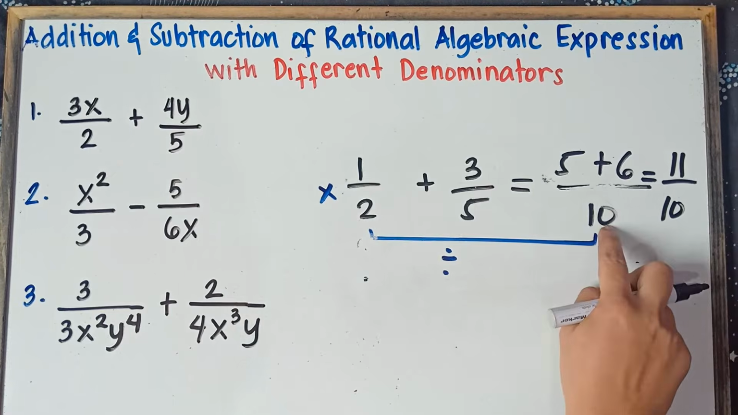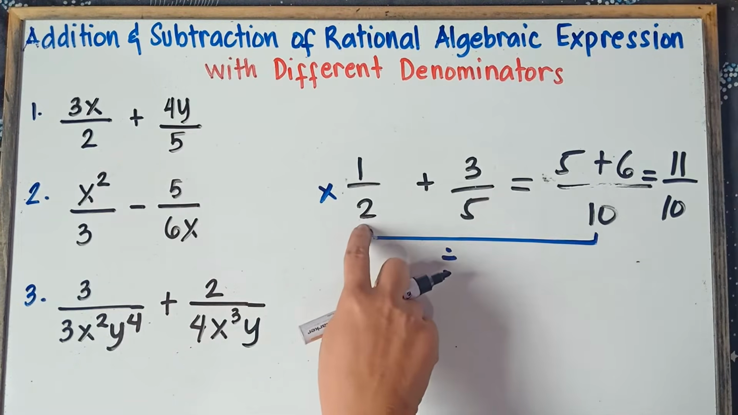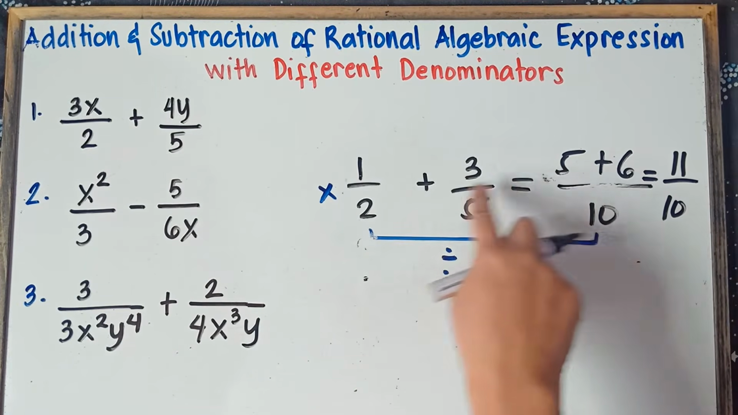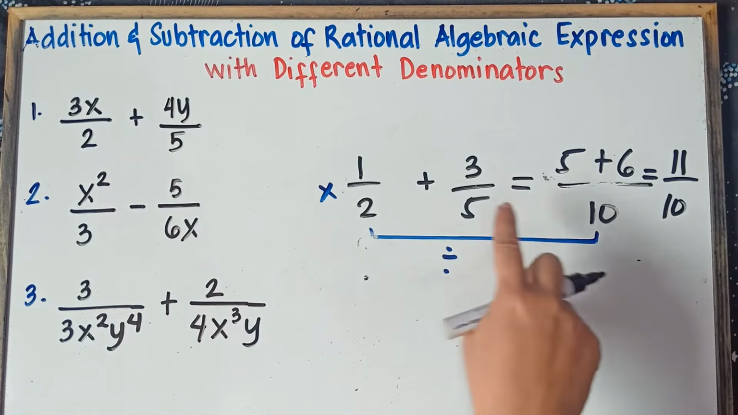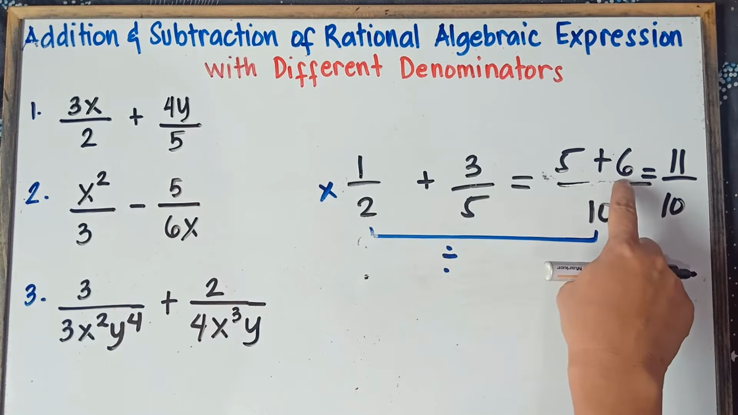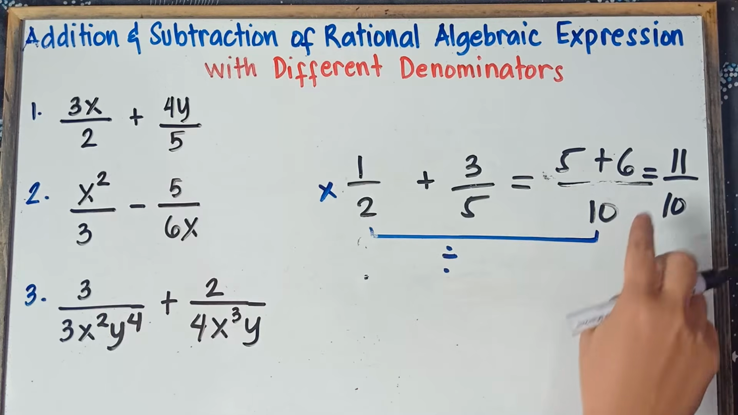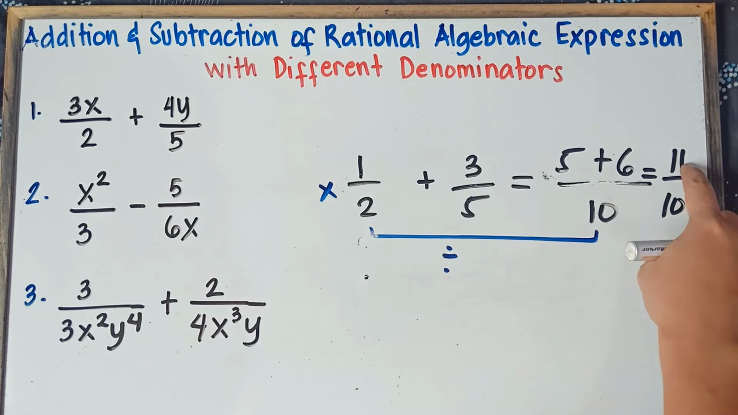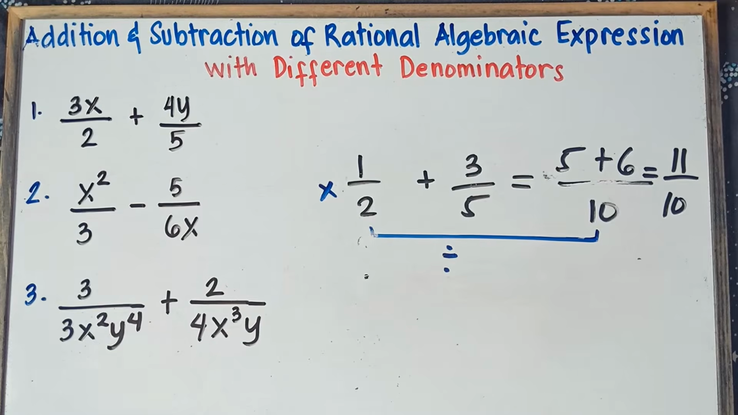Once again, class, 10 divided by 2, that's 5 times 1, that would be 5. Copy plus sign, 10 divided by 5, that's 2, times 3, that would be equal to 6. Okay, I hope it's clear for you, class. That's why we have 11 over 10. 5 plus 6 is 11. Simply copy the denominator, 10.